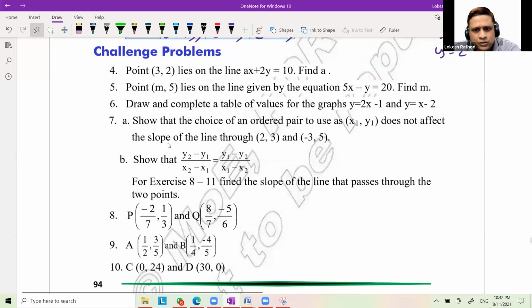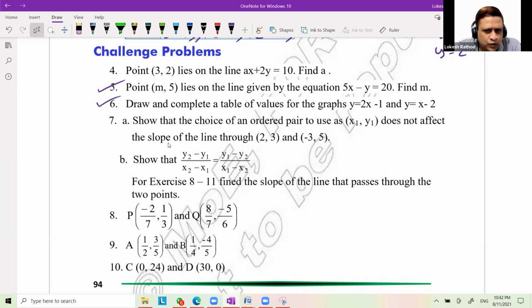This point lies on the given line, so we don't need to find them. Similarly, just like question 4, we can do this, right? Draw and complete the table of values for the graph of this. Okay, so you can simply put the points. I think you can do this, right? And if you wish to have a particular question done, let me know. We'll do that question, right? 7.